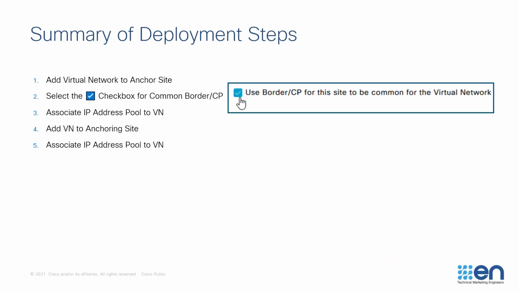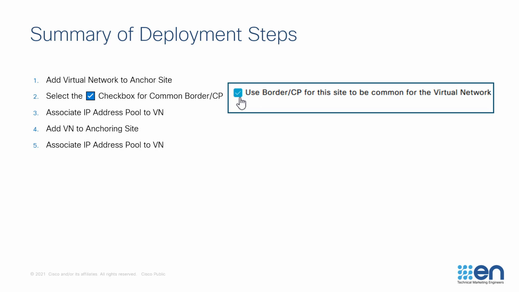The workflow is very similar to deploying any virtual network. However, there is one unique step. First thing to do is to add the virtual network to the anchor site. Remember, it can't be added to any other fabric site other than the anchor site when the workflow begins. Once you do that, you're going to select a checkbox to define this as an anchor VN or to define it as a common border control plane.